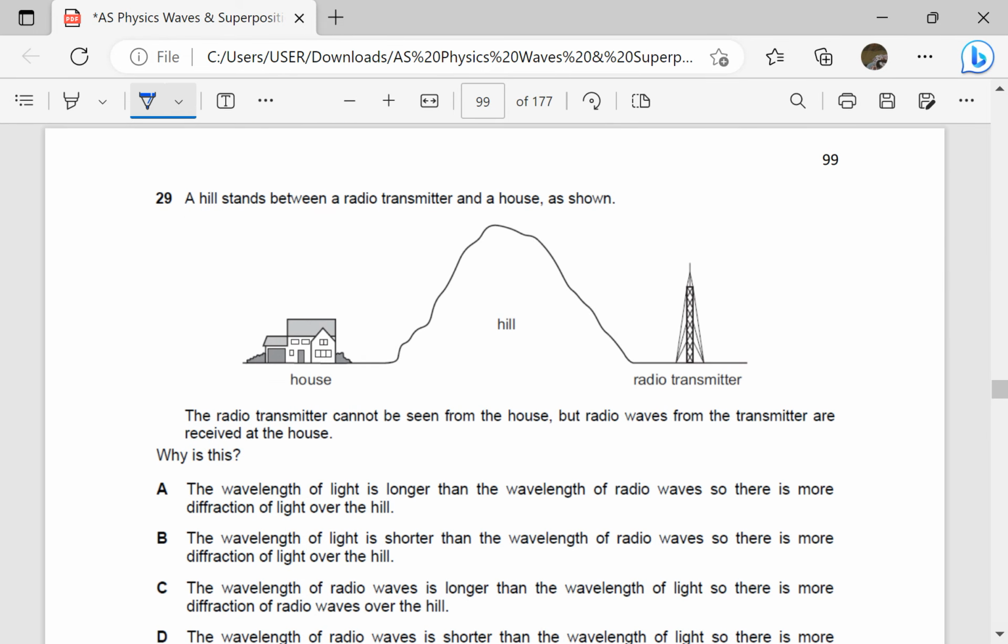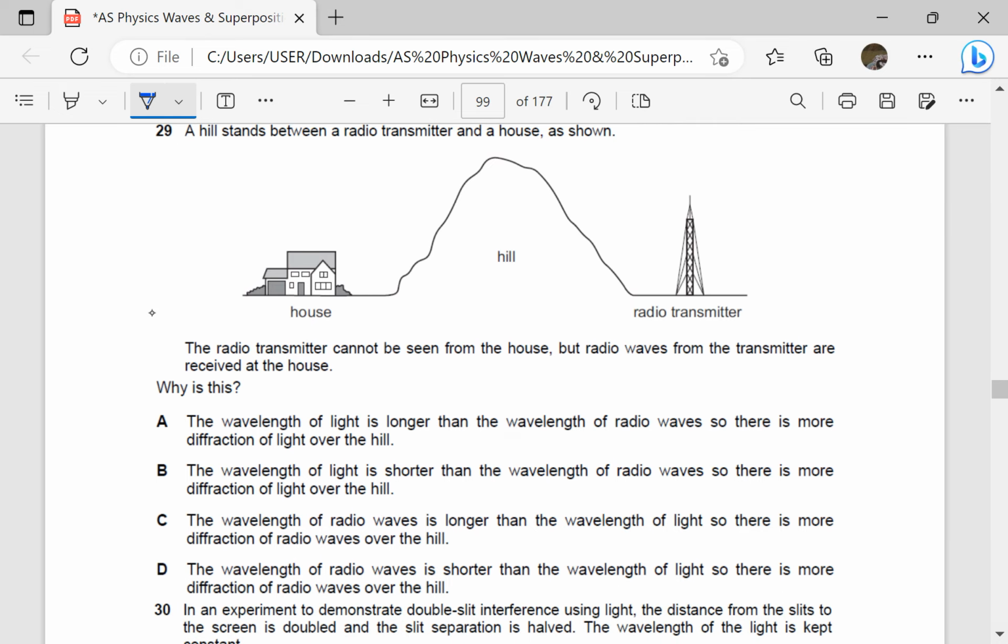A hill stands between a radio transmitter and a house. The radio transmitter cannot be seen from the house, but radio waves from the transmitter are received at the house. Why is this? Of course, this relates to wavelength. Radio waves have a longer wavelength, so they can easily undergo diffraction around the hill. So let's see the answers.